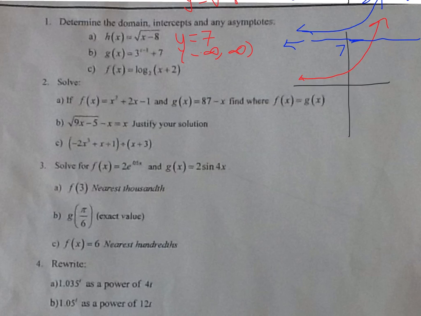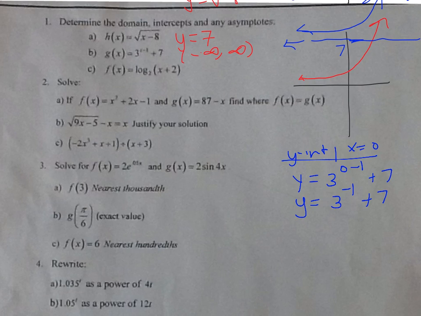So we will find our y-intercept, though. It does have a y-intercept. So for the y-intercept, x is equal to 0. So I have y equals 3 to the 0 minus 1 plus 7. So that's y equals 3 to the negative 1 plus 7.